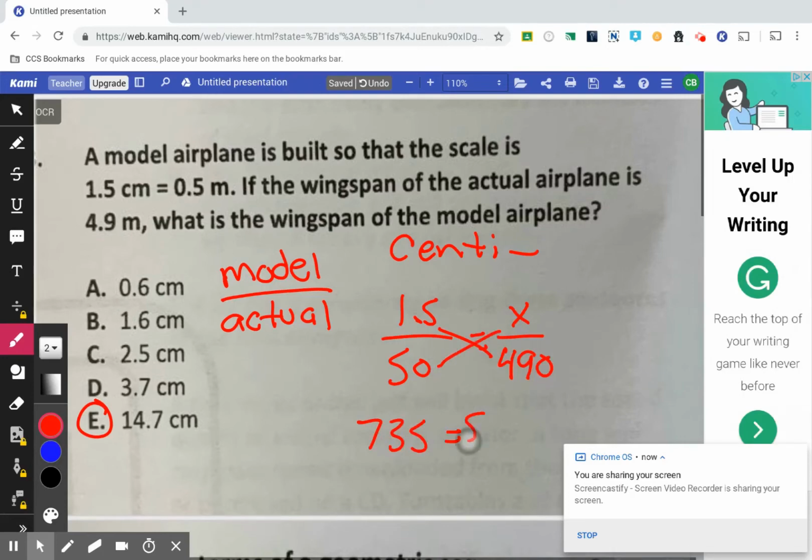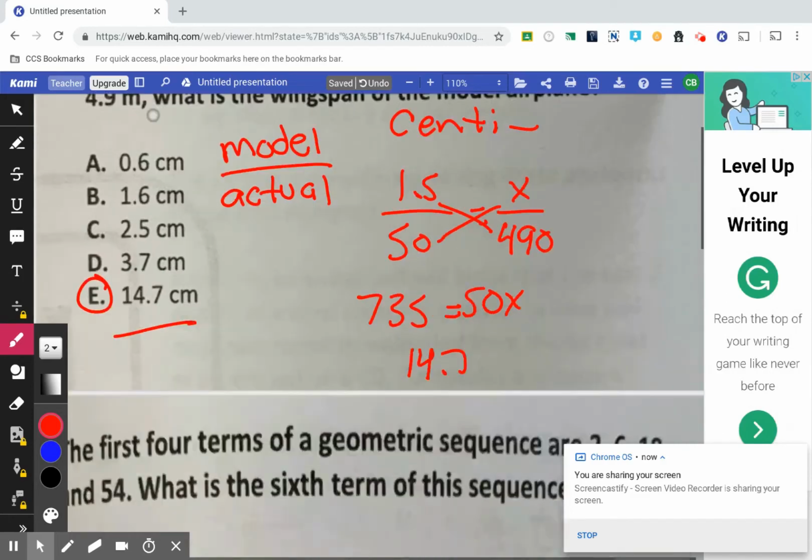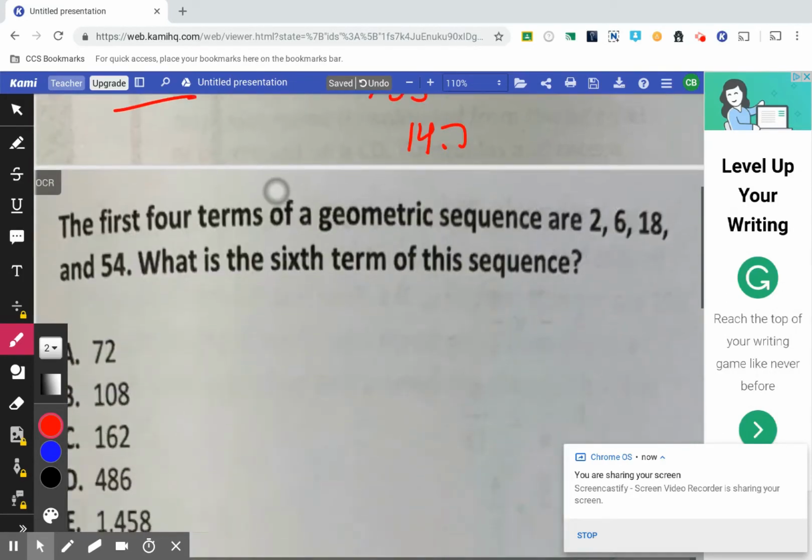And if I divide by the 50, then I get 14.7, just like we did before. So even though you notice there's a difference in units of measurement, not a big deal here. Okay, so there's the first one, proportions cross multiplying. That's a middle school concept that everybody should be familiar with.